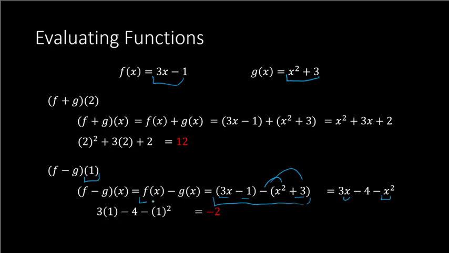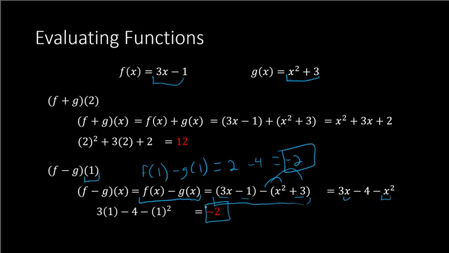The other way is, if you look right here at f of x minus g of x, you could plug a 1 in right at that point, where we have f of 1 minus g of 1, and then do each part separately. So f of 1 would be 3 times 1 minus 1, which is 2. And then minus x squared plus 3, plug a 1 in for x. So we have 1 squared plus 3, that's 4. So 2 minus 4, that would give you negative 2. Notice that is the same thing as doing it this other way. So again, two ways we can approach this problem.